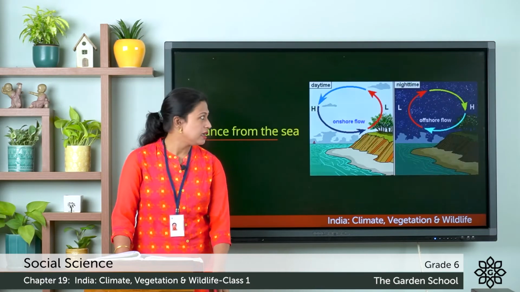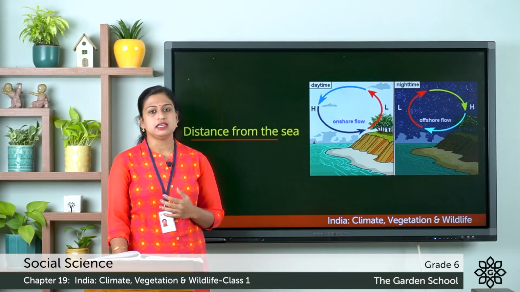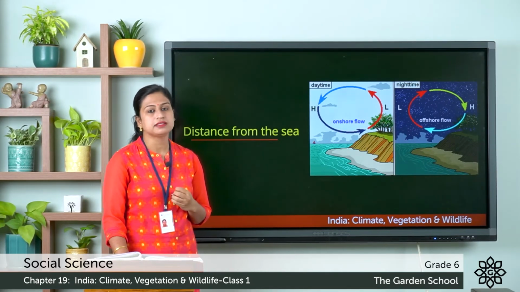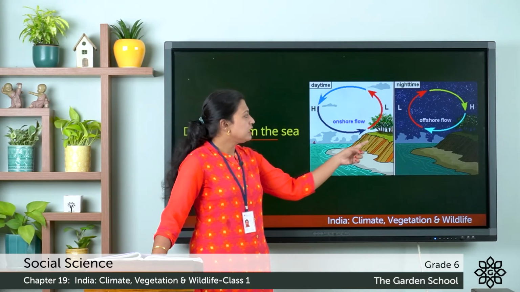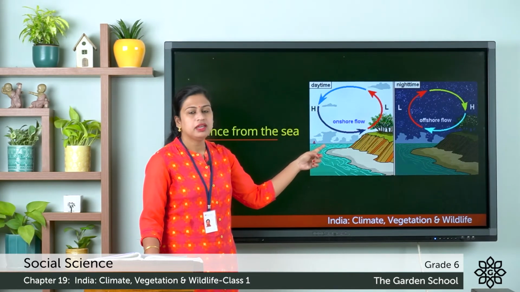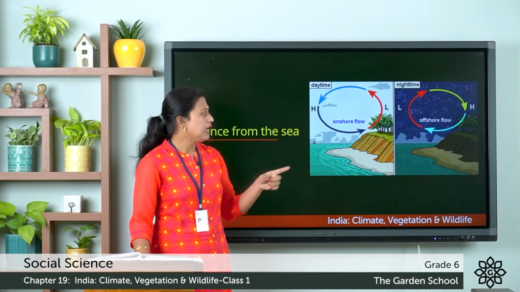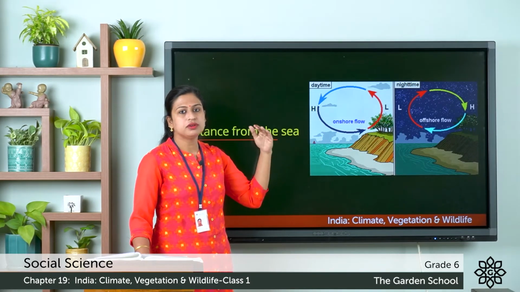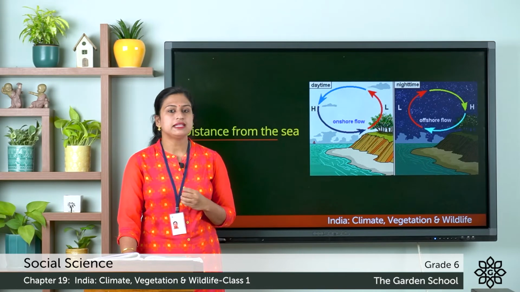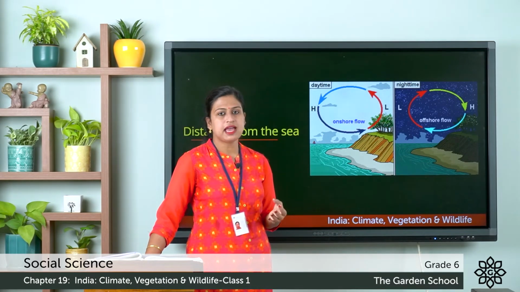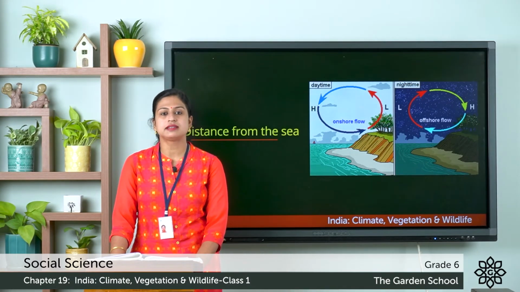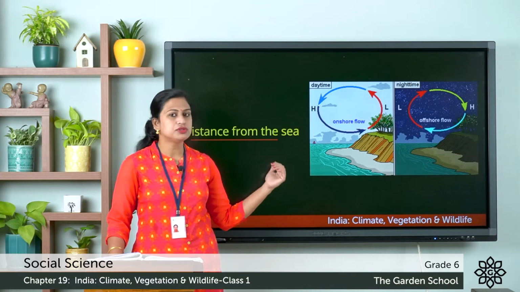Now, the next factor is the distance from the sea. Here, the water bodies close to the land affect the temperature of that place. You all know that during the daytime, the land gets heated and low pressure is created there, whereas the water body is cooler comparatively and high pressure is created here. So, the wind blows from the high pressure region to the low pressure region, whereas at night the land gives up heat and high pressure is created, whereas the water body remains warm and low pressure is created. So, the wind blows from land to the water body.